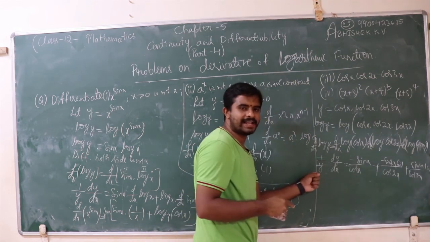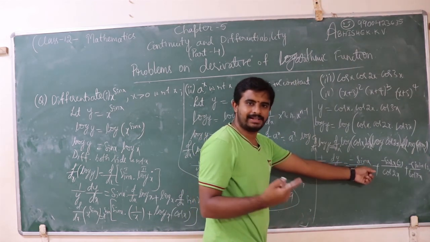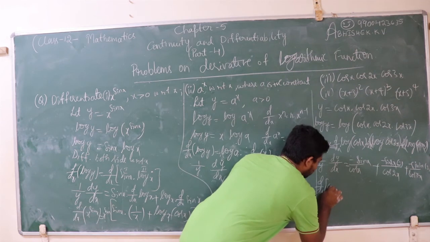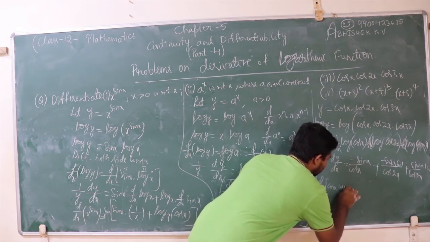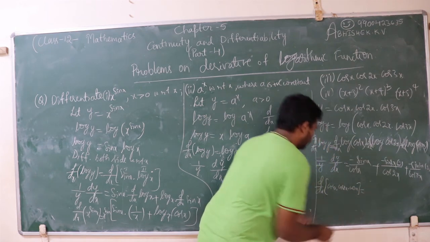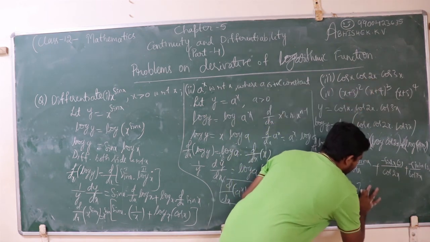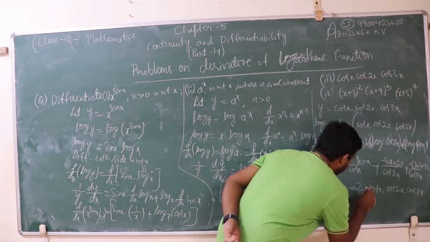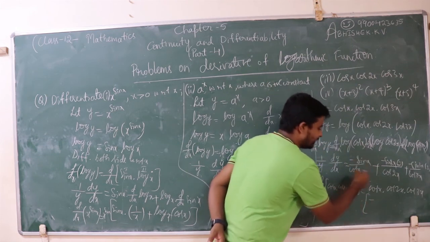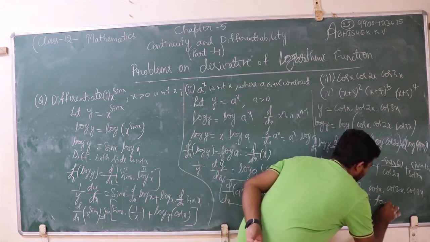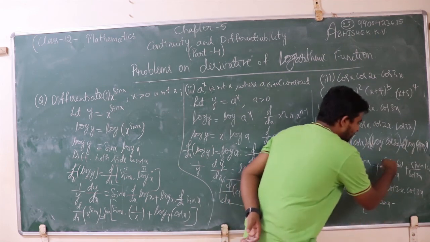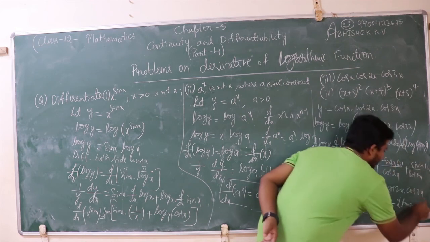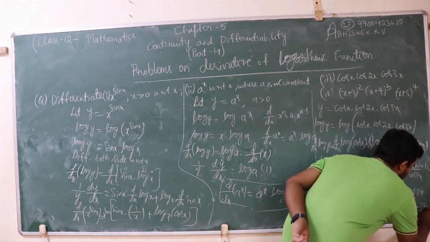Therefore, see, we should transfer this denominator to the RHS, then it becomes numerator. dy by dx of the given function cos x, cos 2x, cos 3x is equal to y. What is y? This one also. That is cos x, cos 2x, cos 3x into minus sin x by cos x, tan x, plus minus sin 2x by cos 2x, 2 into tan 2x. Similarly, plus minus sin 3x by cos 3x, 3 into tan 3x.